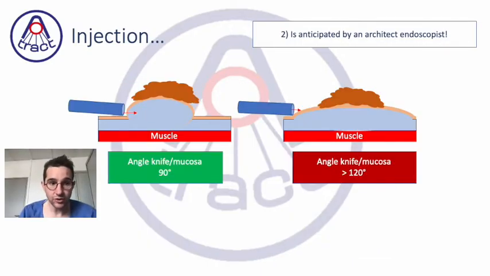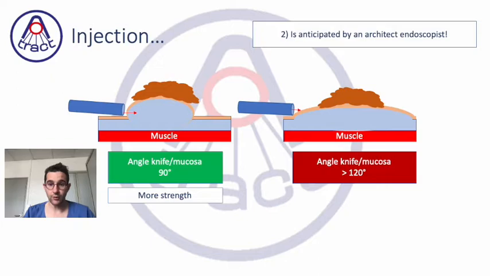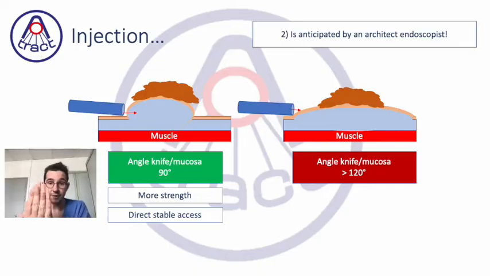So what you want to reach is an angle between the knife and the mucosa you want to cut of 90 degrees, I mean an opposition. If you have this 90 degrees, you will have more strength. You will have a direct and stable access, because your cap is on the mucosa, so it's stable, and the knife is entering the mucosa to cut it deeper.